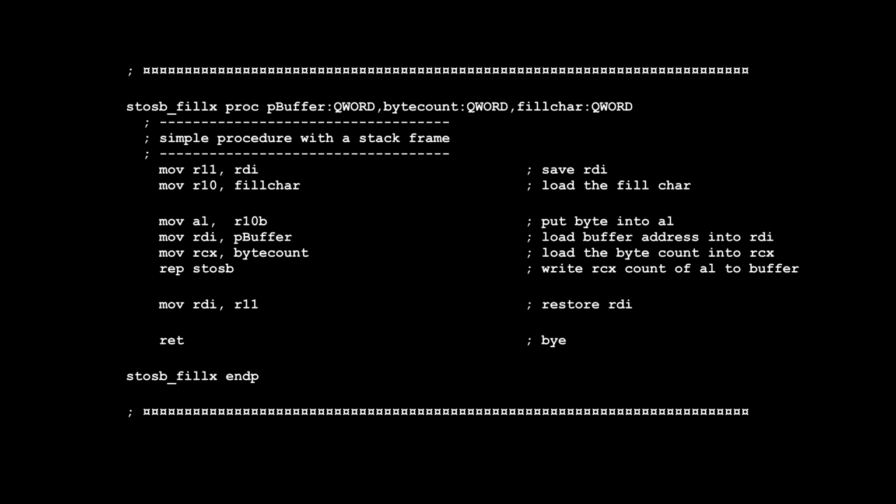The byte count is loaded into the RCX register, and the prefixed combination of rep store byte copies the AL register content into the buffer passed to the procedure. When this is finished, the RDI register is restored by copying the R11 register back into the RDI register. This algorithm is both fast and flexible. Its results are byte perfect, and it is reasonably fast, but it can be improved by some manual optimization.